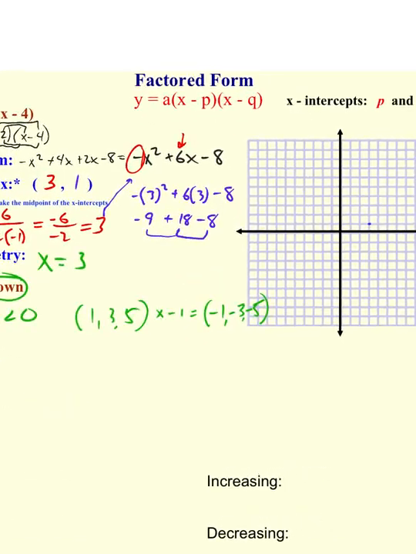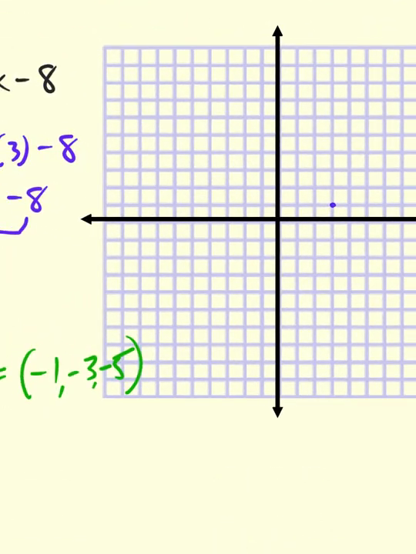Again, opening down. So we've got our vertex here, and the negative 1 means as we go over 1, we're going to go down 1. As we go over another one, we're going to go down 3. As we go over another one, we're going to go down 5. And there is our, again, our x squared graph now after a couple of transformations here. Opening down, you can see the parabola there.